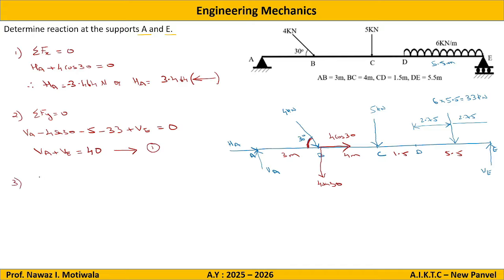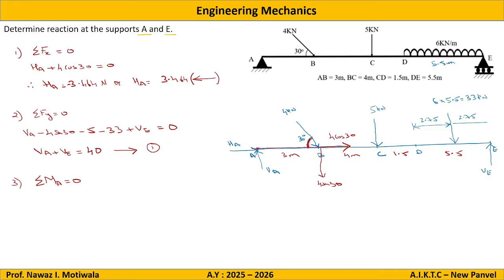Then we have the third equation, that is summation of moment. Now you can take moment about any point on the beam. Simple is to take the moment at the point which has maximum forces. So let us say point A. I will write moment about point A should be 0. HA is passing through point A, moment will be 0. Then VA is also passing through point A, moment will be 0. If you observe, this 4 cos 30, its line of action is also passing through point A, moment will be 0.